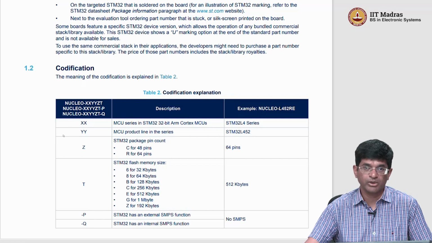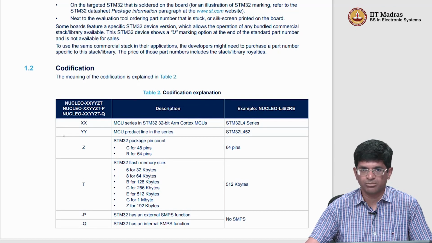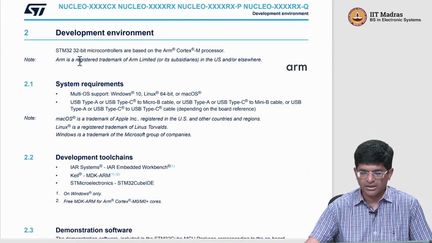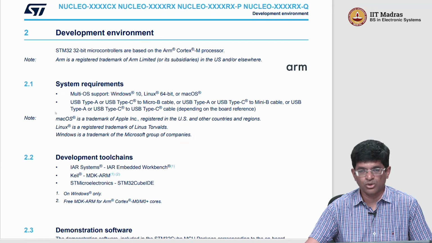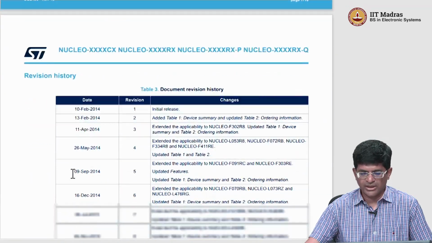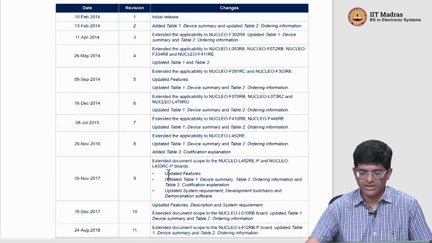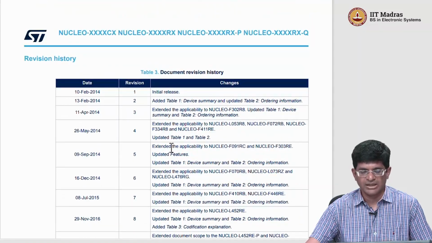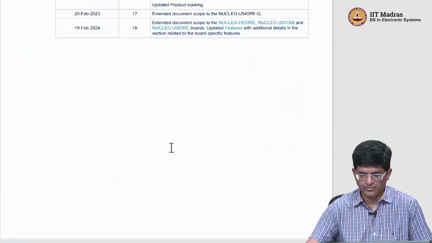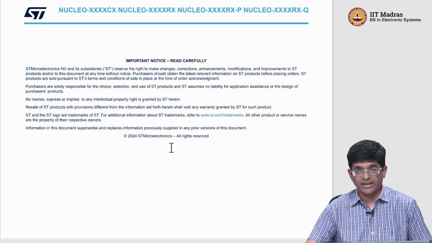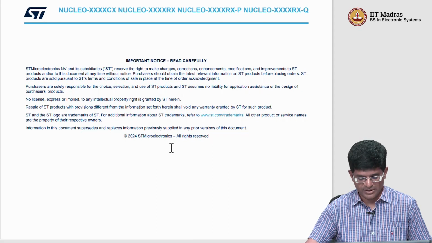All of this is useful to know because at the end of the day it impacts what you can do with a particular microcontroller. The development environment and the system requirements have more to do with the specific tool chains provided by ST Microelectronics, and what demonstration software is there. Finally, the document revision history tells you what changes were made to the document itself. Pretty much all data briefs and data sheets will have some kind of standard structure like this. Okay, so this was with regard to the data brief for the Nucleo boards.